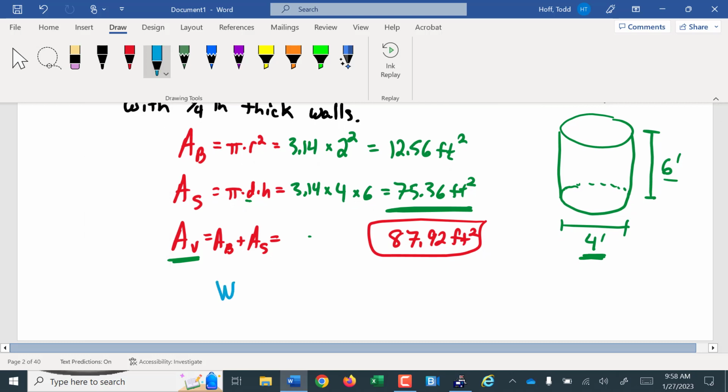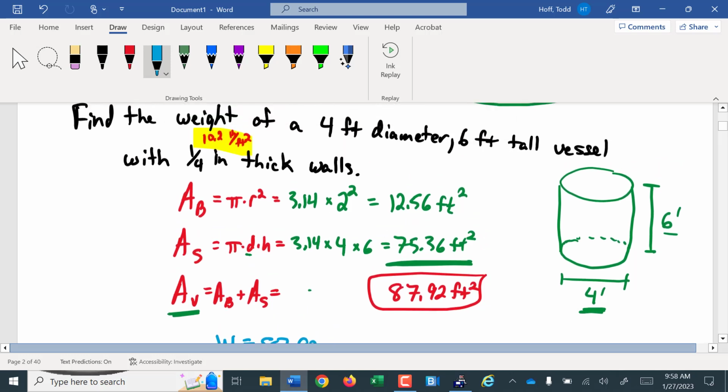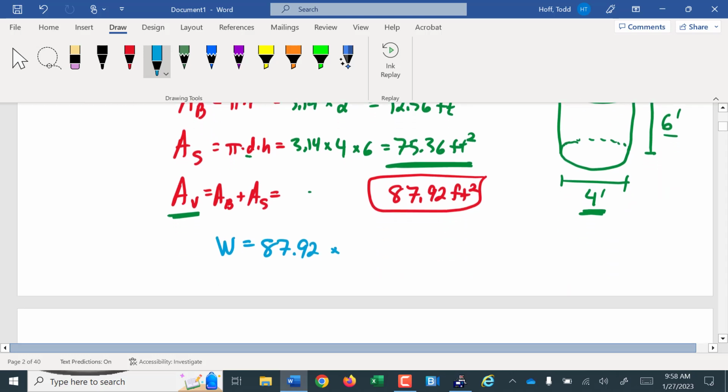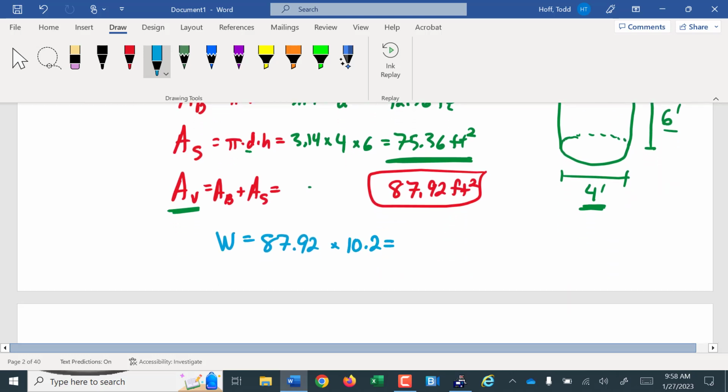From there, we find the weight by taking that area times what? Perfect. The 1/4 thickness, we look in the table and we get the 10.2. Multiply that by 10.2, what does it give us? 896.78 pounds. Perfect. Any questions on that? There's a lot of steps there, so that one's easy to get a little lost in.